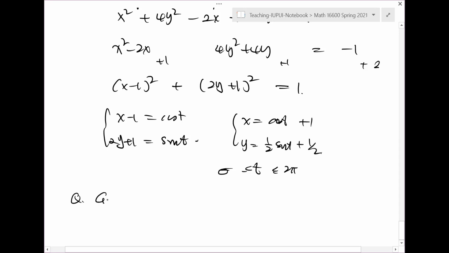Now this time we are given x equals sine t, y equals cosine squared t. T is between negative 2 pi and positive 2 pi. Wow. Okay, let's try this.